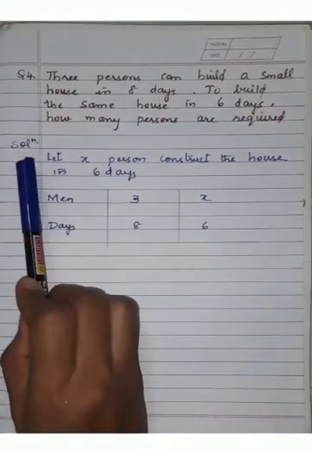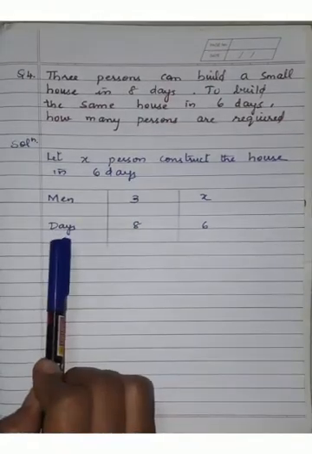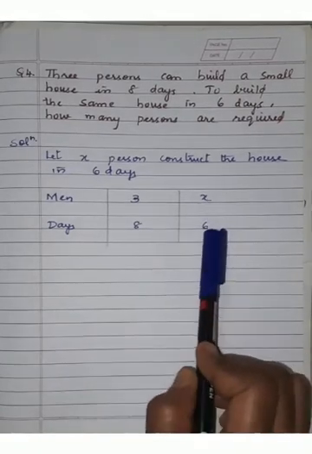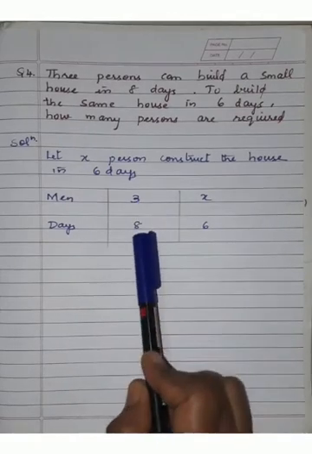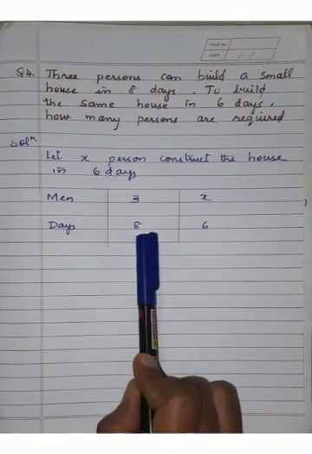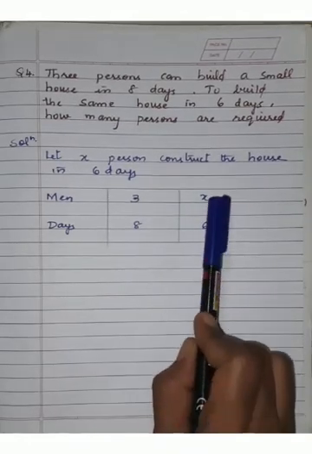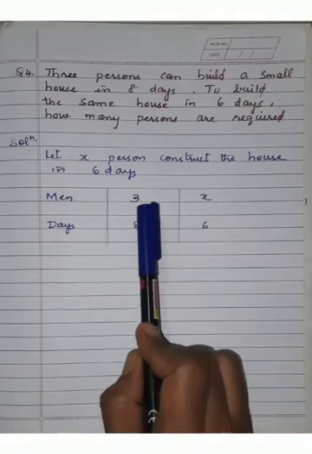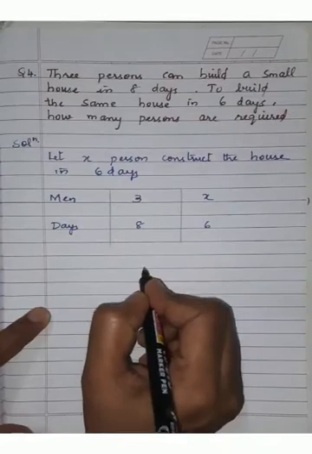So we will start the solution as, let x persons construct the house in 6 days. Now make two columns, men and days. So 3 men will construct the house in 8 days. Therefore x men will construct the house in 6 days. Now observe the values, children, here. 3 men will construct the house in 8 days. Now here the days are less as compared to this. So obviously the number of workers will be more. Okay children, so as one quantity increases, the other quantity will decrease. Okay, so therefore it is an example of inverse variation.